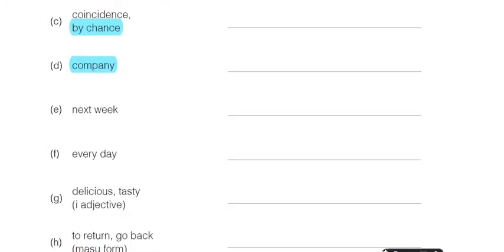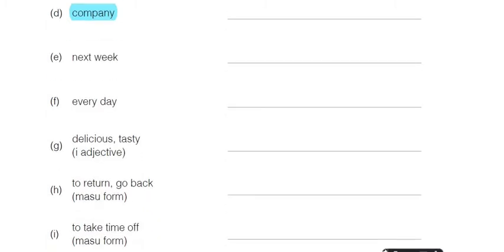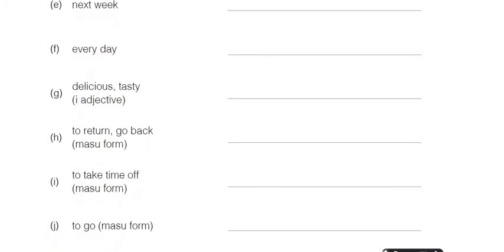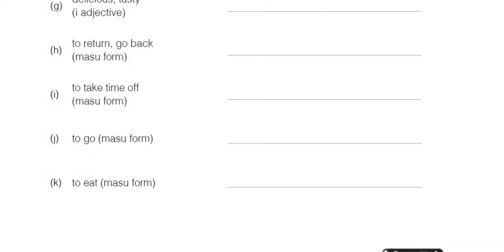Coincidence or by chance. Suppose I went to the fish market and I saw my teacher over there. So we met by coincidence, right? So we didn't plan to meet together, but we coincidentally saw each other. Company, where you work. Next week and every day. Delicious or tasty, and it's an i adjective if you remember. To return or to go back in the masu form. To take time off in the masu form. To go in the masu form, and to eat in the masu form.